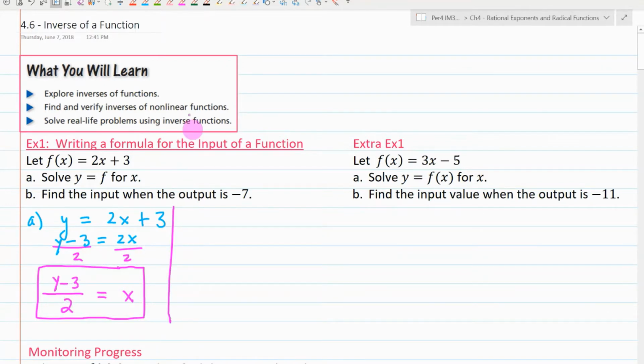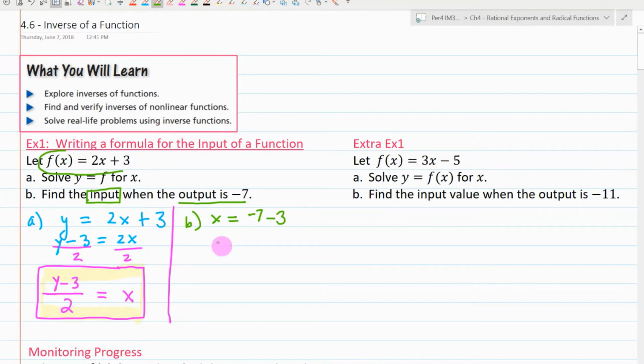The second part is asking us for part B. They're asking us to find the input. Input is always the x value, okay? When the output is -7. So I'm trying to find x when y is -7. Now I could use this equation, but we're going to use the equation that we just found in the last step in order to do part B, okay?